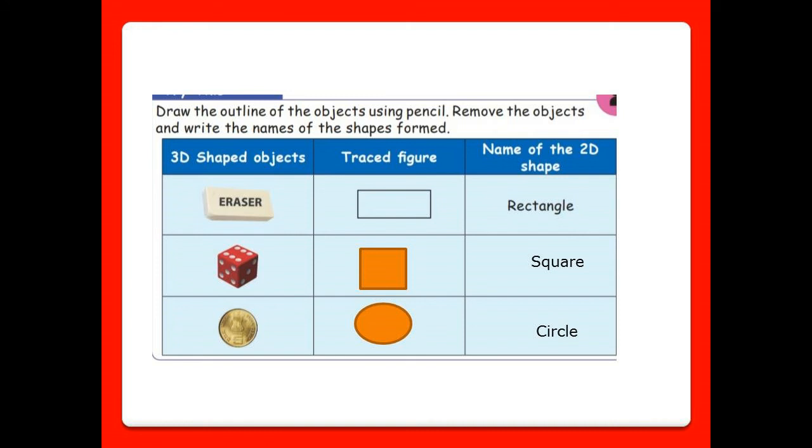On tracing the eraser, we can get the 2D shape rectangle. The second one is dice. The traced figure we can get is a square. The third one is a coin. When we place a coin and draw the outline of a coin, we will get a shape. What is the name of the shape? It's a 2D shape, circle. I hope everyone is able to identify the shapes around you. Thank you.